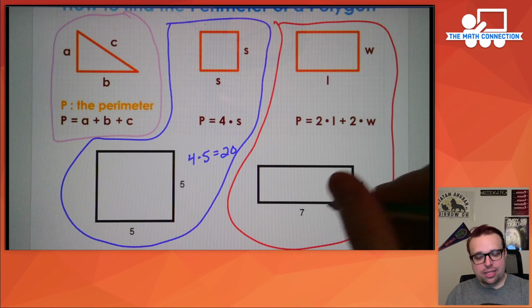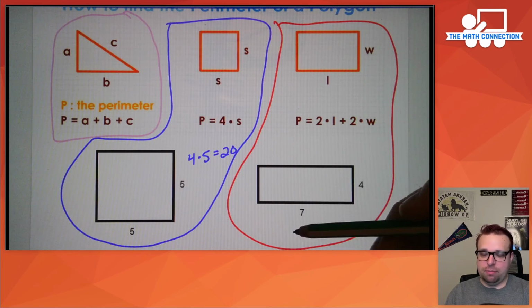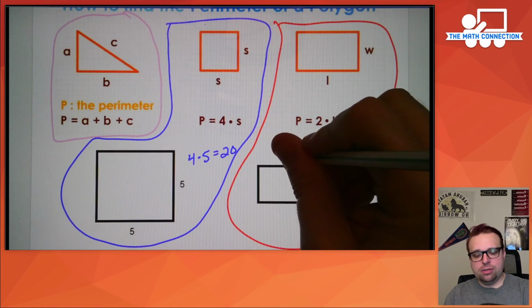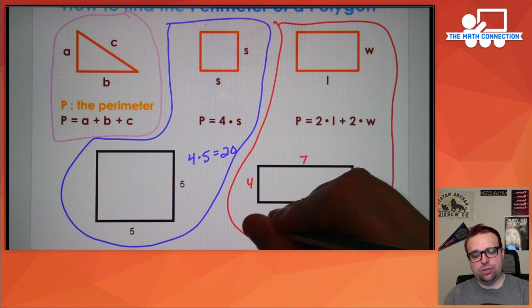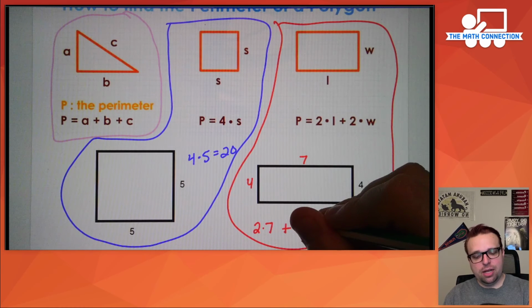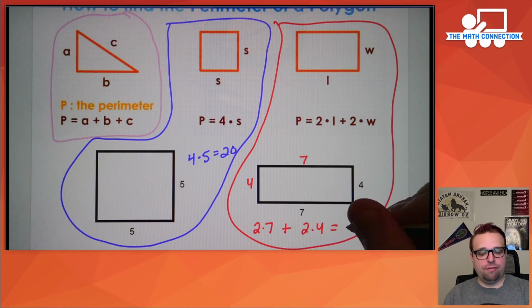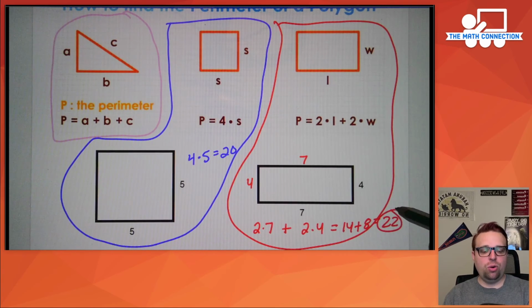So this is a rectangle, it's a quadrilateral, and for the purposes of this example, we're going to assume it's a rectangle. This would also be 7, and this would be 4. You can add them all up if you want to, but the shortcut says that you're supposed to just do 2 times 7 plus 2 times 4. And that shortcut would give us 14 plus 8. I'm running out of space. And that would give me 22 as my total perimeter for this shape right here.